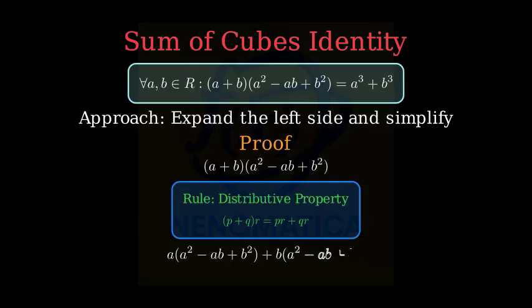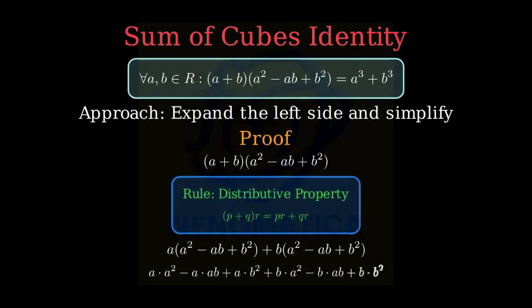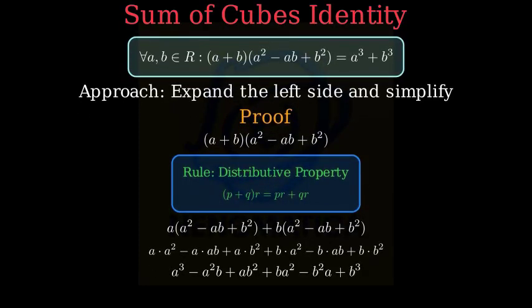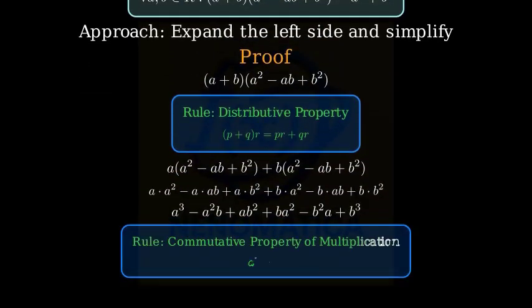First, we multiply by each term in the second factor. Let's continue expanding. We distribute a to all terms in the first parentheses and b to all terms in the second parentheses. Now, let's simplify each term. We get a cubed minus a squared b plus ab squared plus b a squared minus a b squared plus b cubed. Next, let's combine like terms.